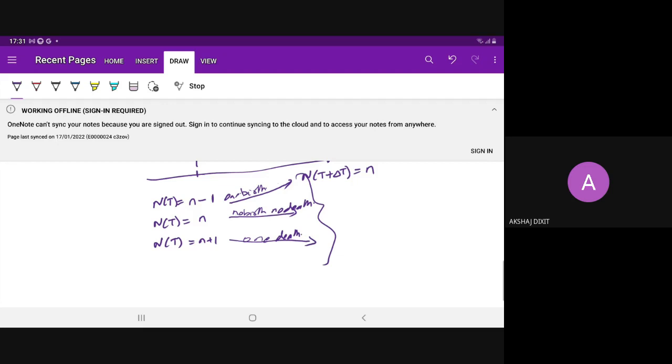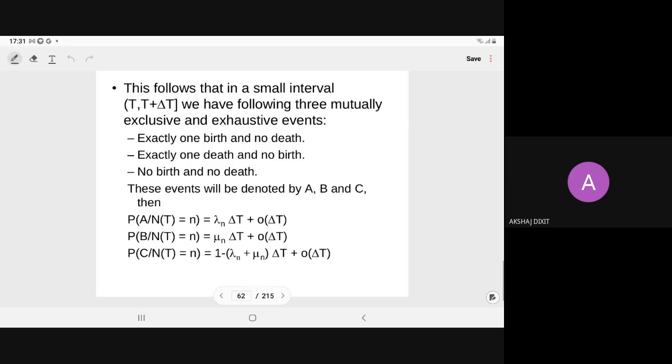We have either one birth, or one death, or no birth and no death. Other than this cannot happen, right? So these events are mutually exclusive and exhaustive. In a small interval only one event can happen: exactly one birth, no death; exactly one death, no birth; and no birth, no death.